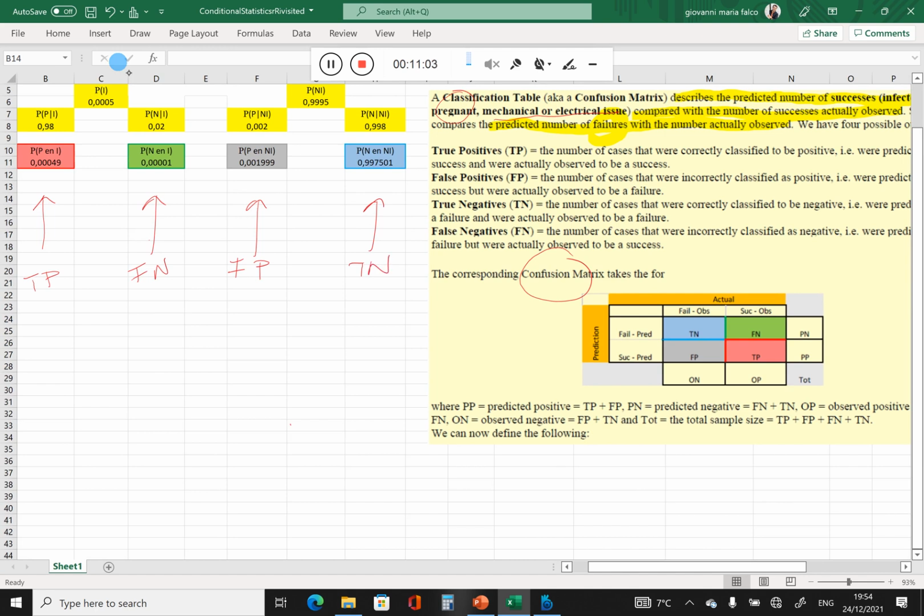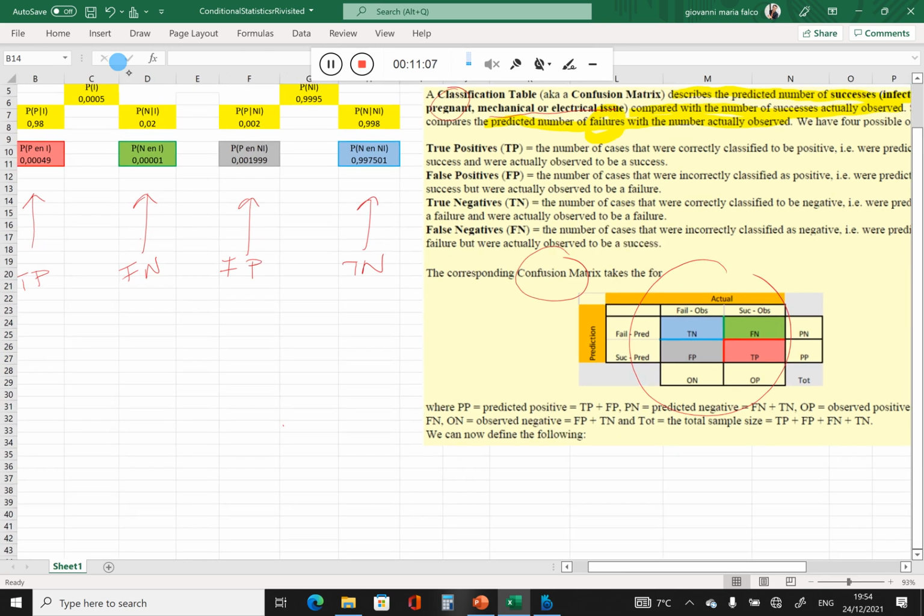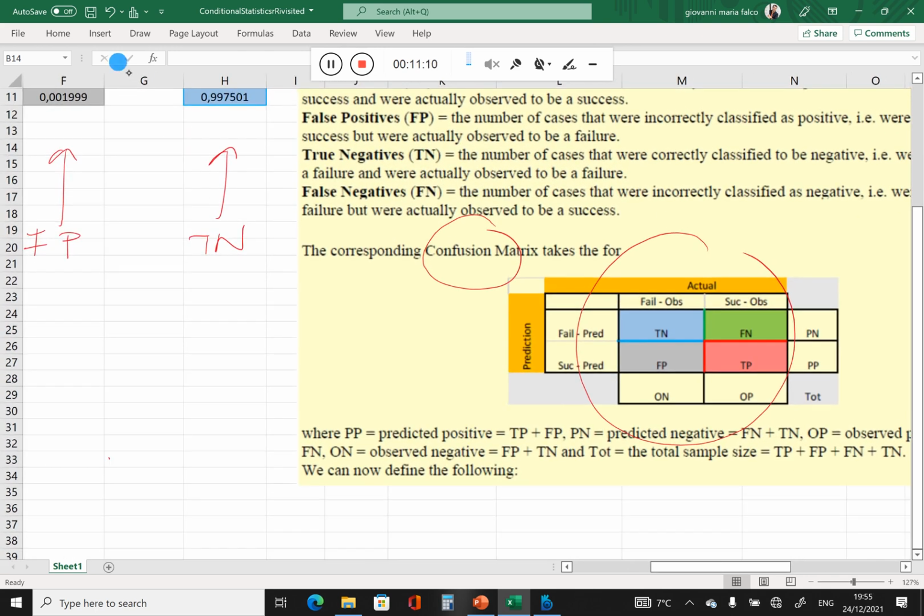You see that I also use some color code in this matrix form, where on the x-axis I have basically what is true, the true condition, namely to be infected or not infected. In this case, success is to be infected and failure to be not infected. And on the y-axis I have the prediction. So success prediction means prediction to be infected, and failure prediction to be not infected.